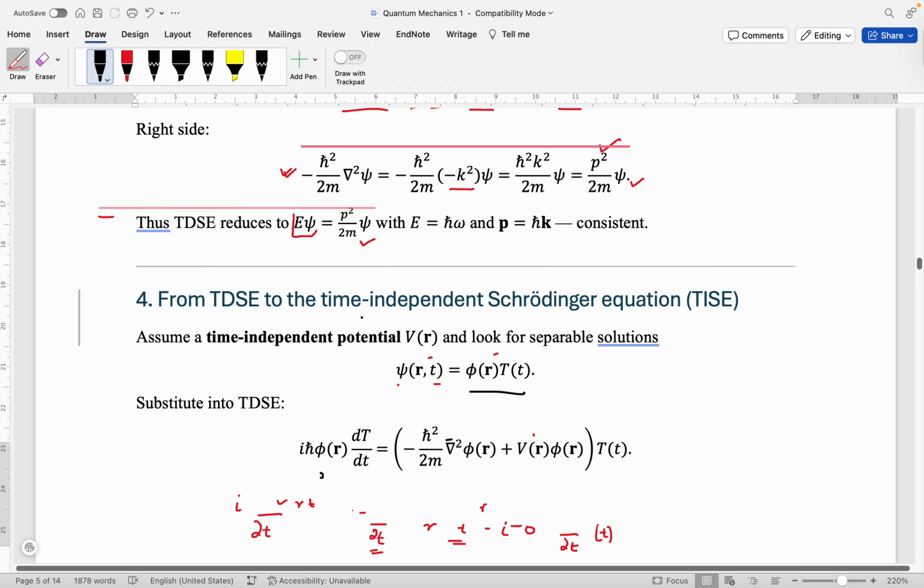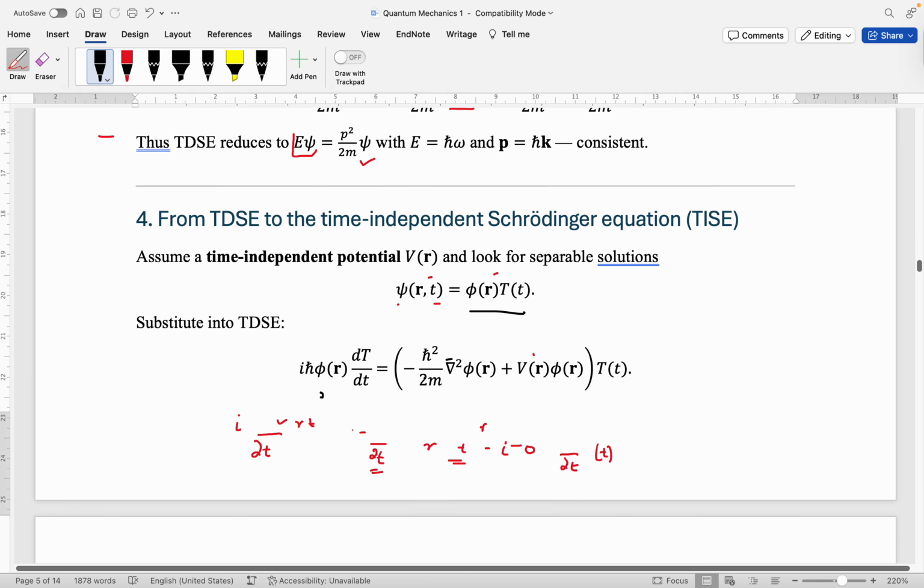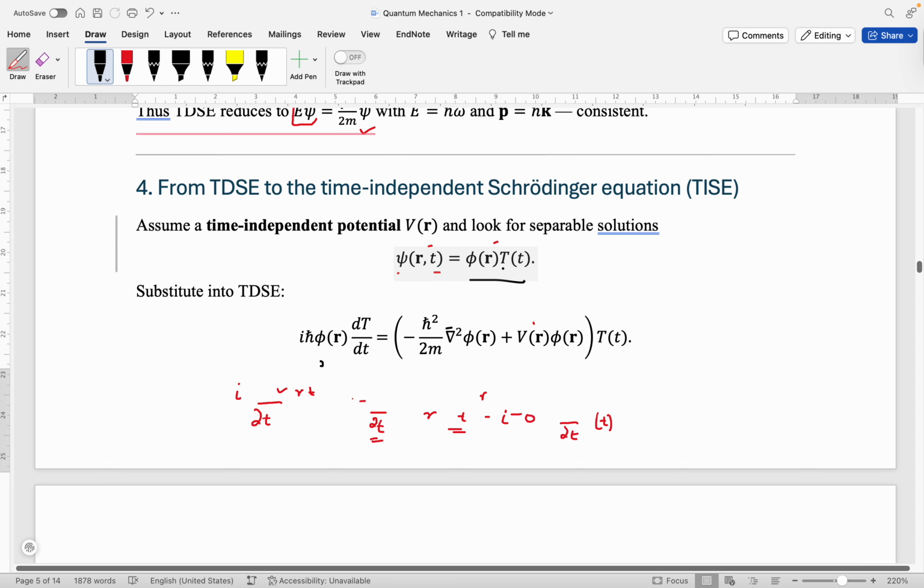As we said, we are doing partial differentiation because psi is a function of both r and t. But now if I separate it out and differentiate with respect to t, I have a pure function of t. This capital T is a pure function of time, so I have taken this as dT/dt. It is not partial differentiation, it is a total derivative. And phi(r) I can take out. Similarly on this side I can write minus h-cross square divided by 2m into del square phi(r), and T I have taken out, plus V(r) into phi(r) into T. I have taken this T out and kept this term inside.